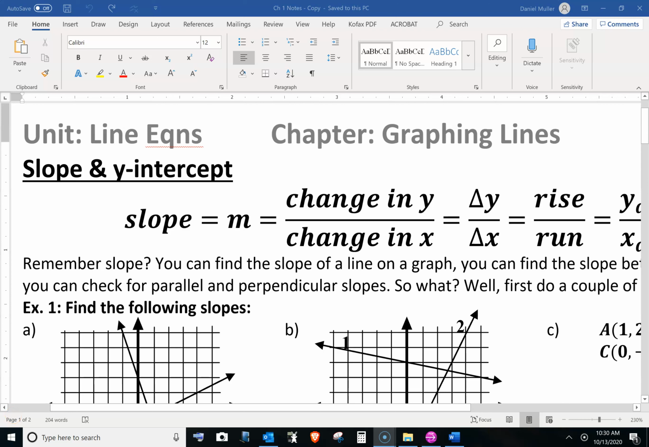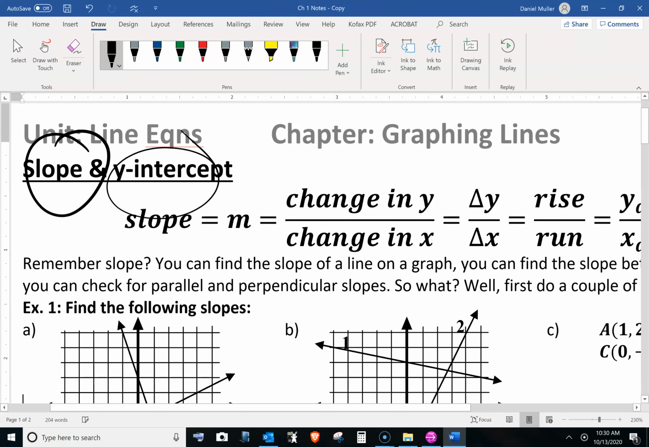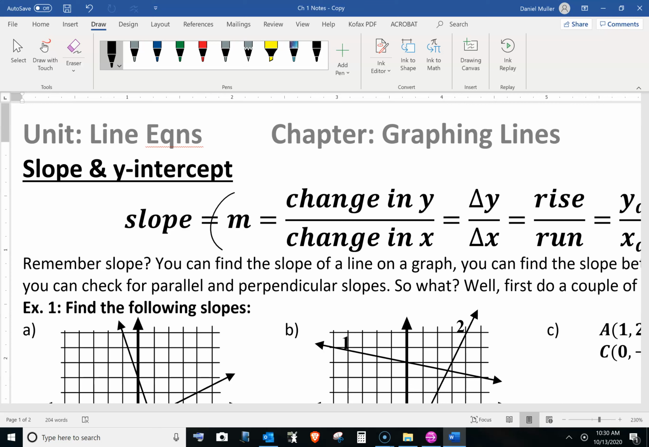We're now going to look into graphing lines. Graphing lines will have some slope and a y-intercept. Those are going to be two really important points when we graph lines. As a reminder, let's do a couple questions on slope. Now, slope, we use the letter m.